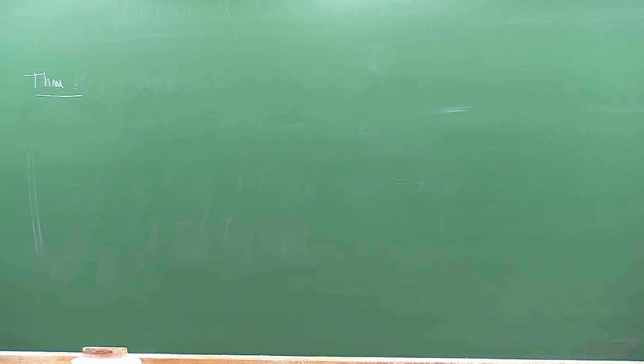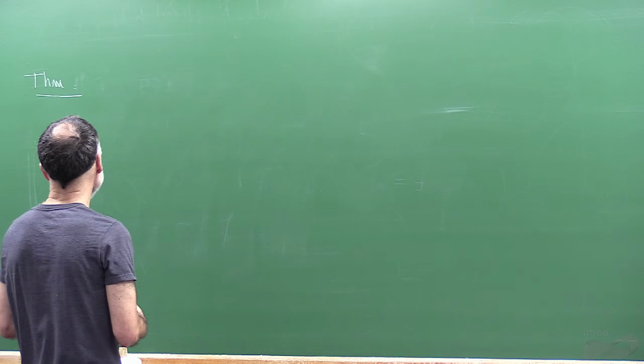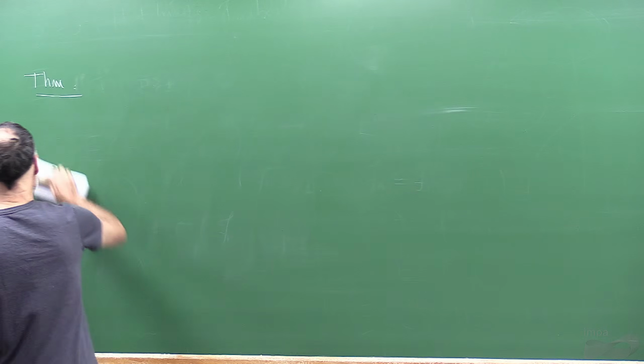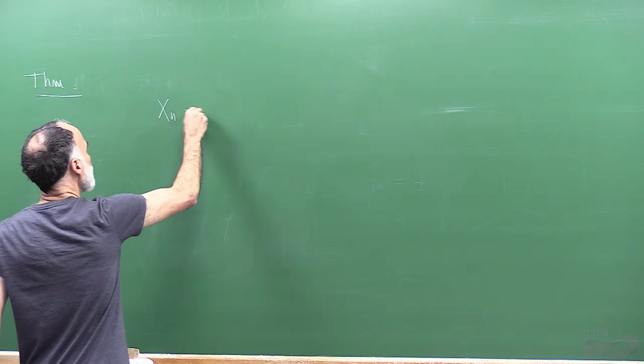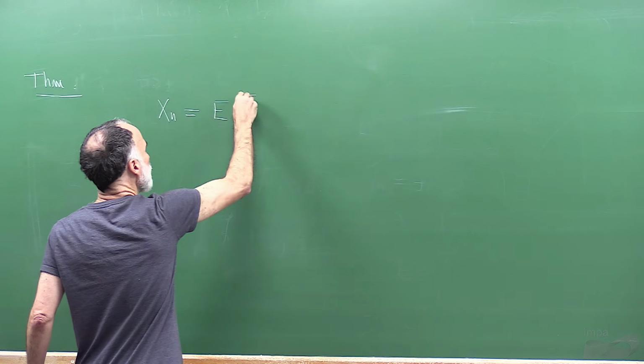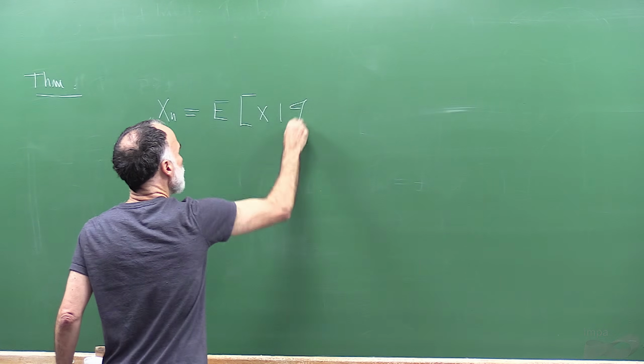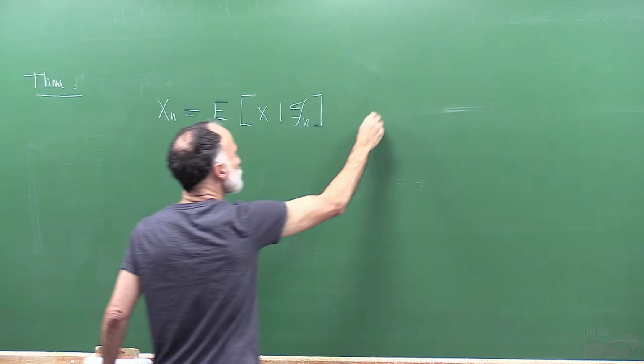Given a martingale, when can I write it as the conditional expectation with respect to a variable in LP? So suppose that this identity holds for some x in LP.